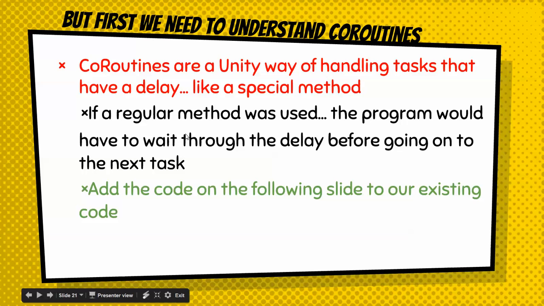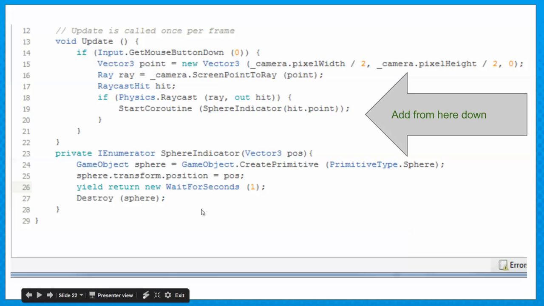So basically a coroutine is a Unity way of handling tasks that have a delay. It's a special method that has a delay in it, but it'll just delay that particular method and allow everything else to keep running in the background. Okay, so let's add the following code to our existing code that will add some sphere indicators.